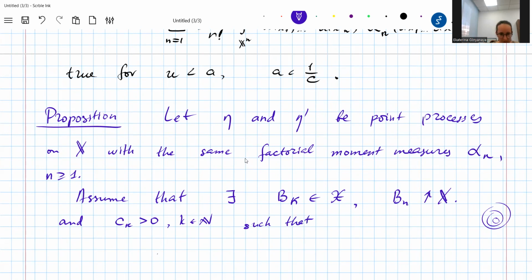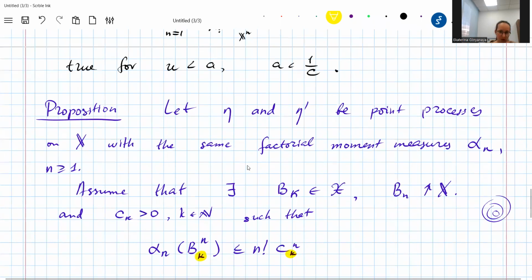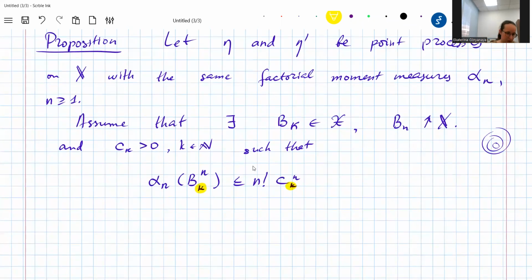So I will write almost the same assumption from the previous statement, that n's factorial moment on this subset grows not faster than c_k^n. So here we see that we can have a different constant c for each subset, but the speed of growth is the same. So this is the main difference from the previous one.